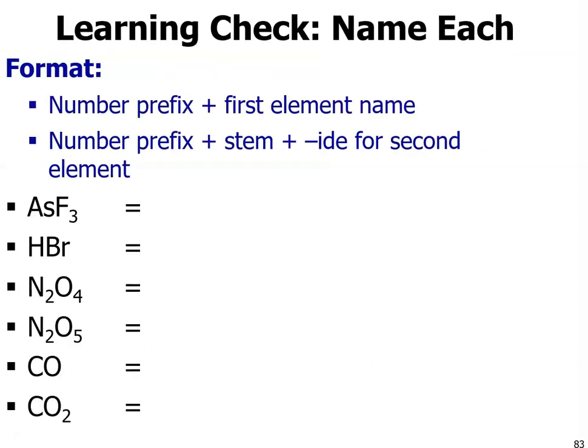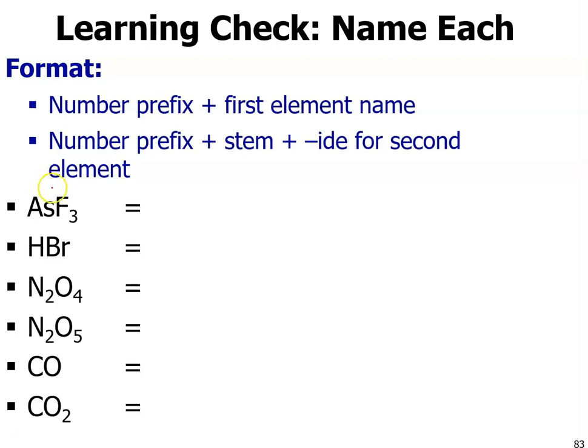Here is another learning check that you should submit the answers to. I'm going to go through just the first one again to give you a little bit of help, to make sure we're on the same page. The prefix and then the element name, prefix, stem, IDE for the second one. So what you're going to have to do is probably get the periodic table. If you're not comfortable or familiar with some of these elements, this is a good way to practice that and to get used to the names of some of these elements.